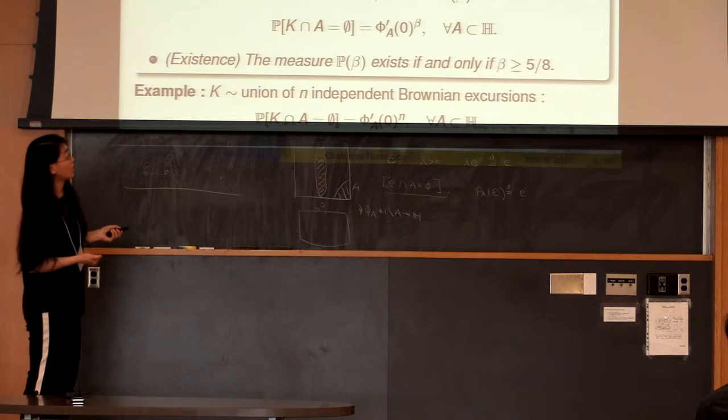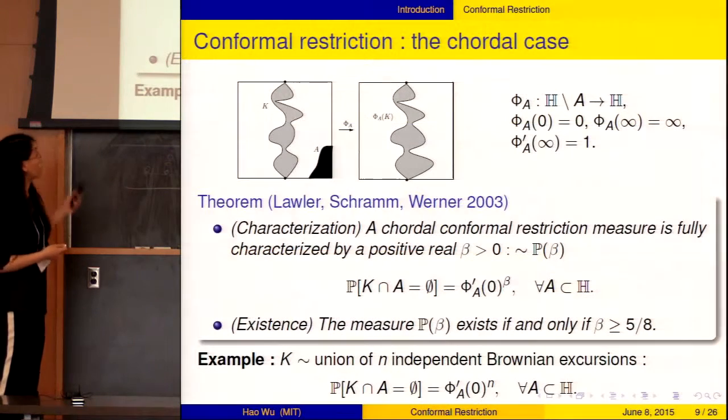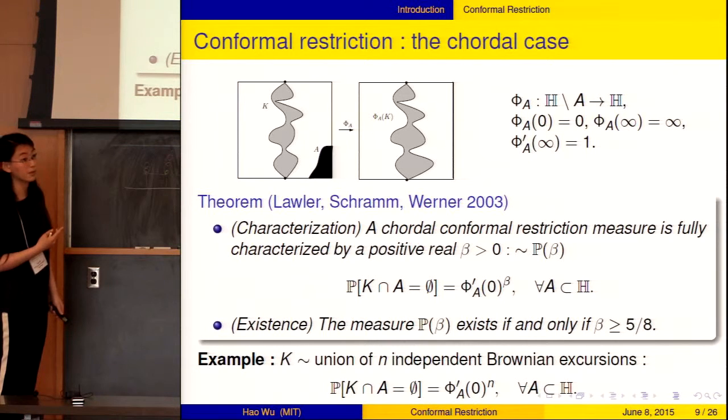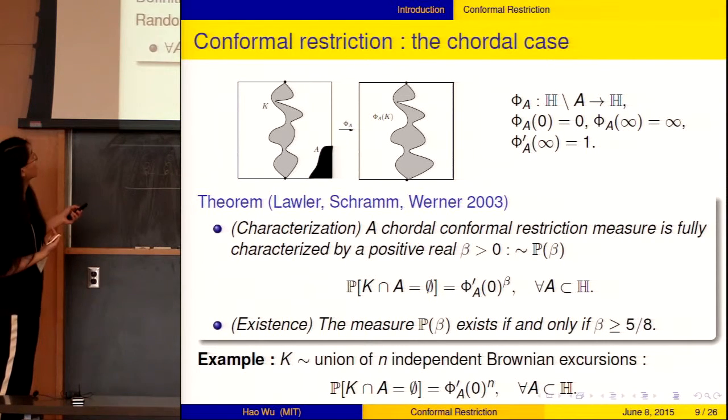The counterpart question is the radial case. In the chordal case, why do I call it chordal? Because this random set always contains two boundary points, infinity and the origin. The radial counterpart means we require this random set to contain one boundary point and one interior point. So this is the radial counterpart case.